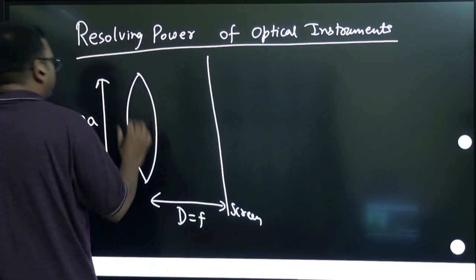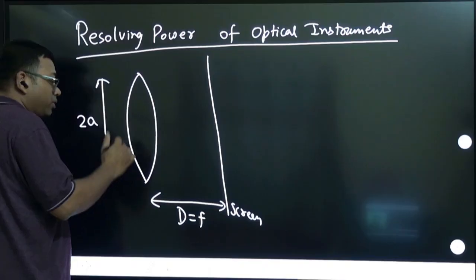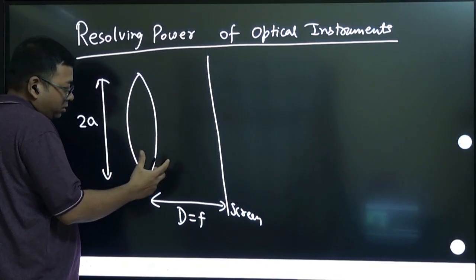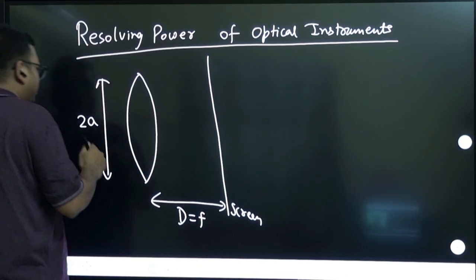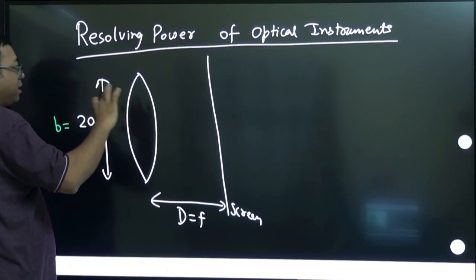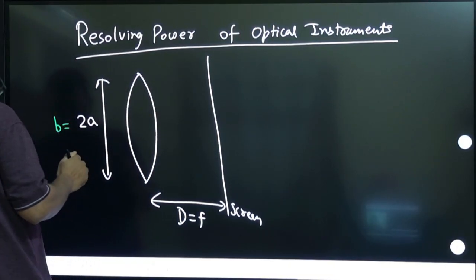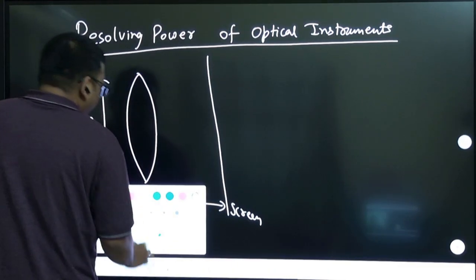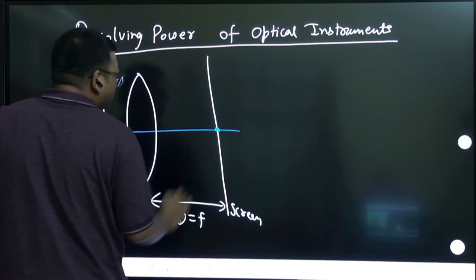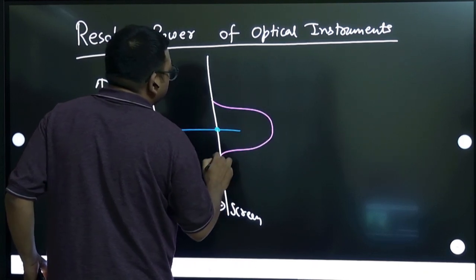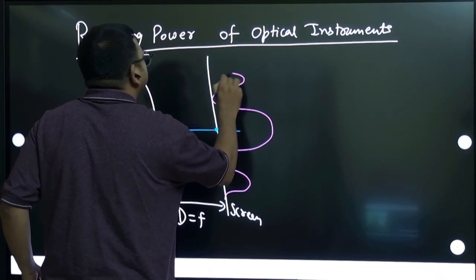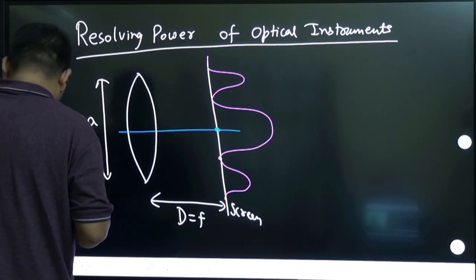Images will be formed. Actually, this lens is going to act as a diffracting device. It's going to act as a slit. The size of the slit we write as B. Slit width is B, which we are taking as 2A, and then light is going to diffract, and the maxima and minima will be forming. We already know that a central maxima is forming here, and then secondary maxima are also forming like this.